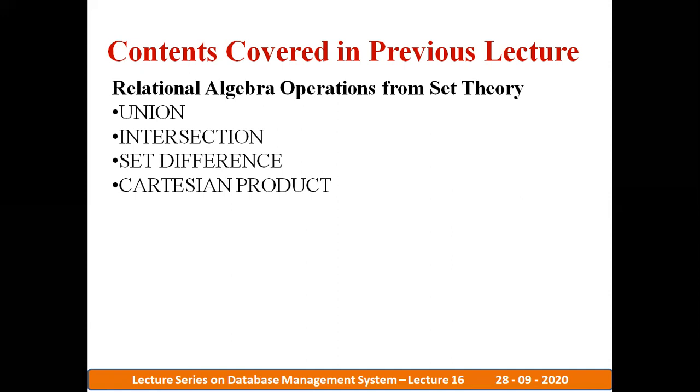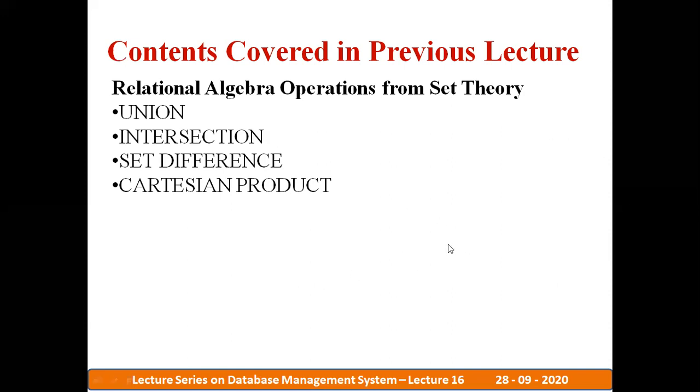Then after that, we discussed the Cartesian product. Whenever you want to relate tables, we go for the Cartesian product. Consider that relation R has m columns and relation S has n columns, then the resultant table will have m plus n columns. For example, if relation R has 5 columns and relation S has 4 columns, then the resultant table will have m plus n columns, which here is 5 plus 4, equal to 9 in total.